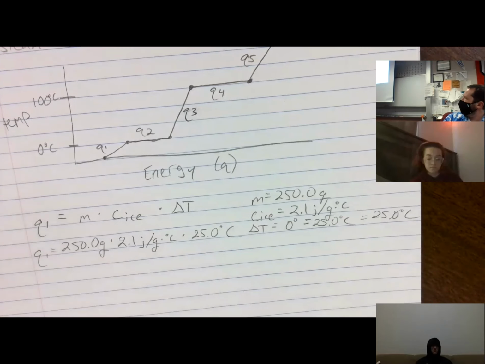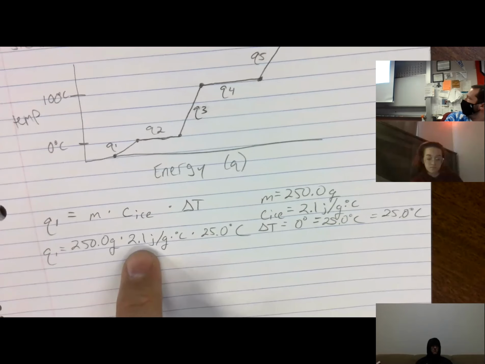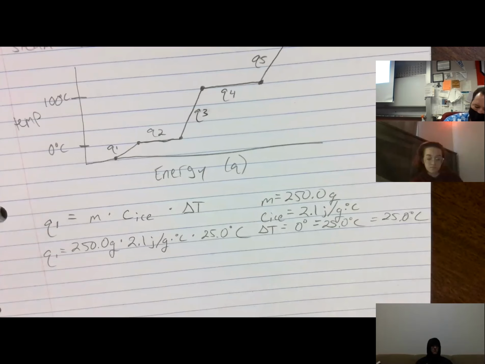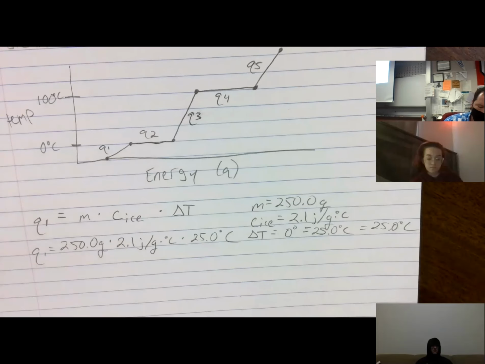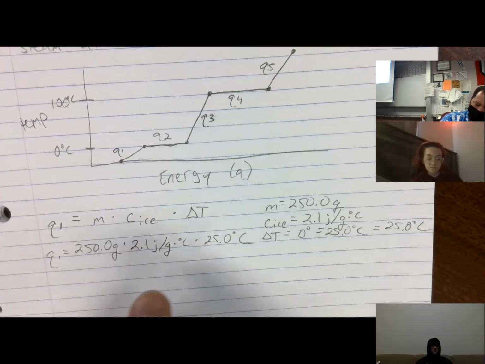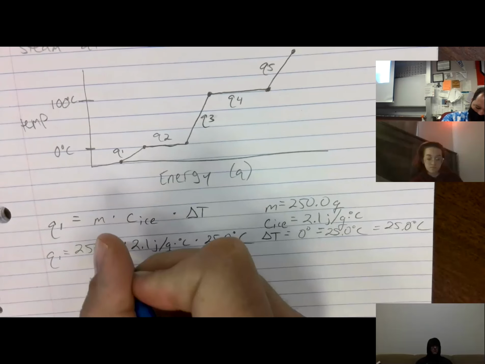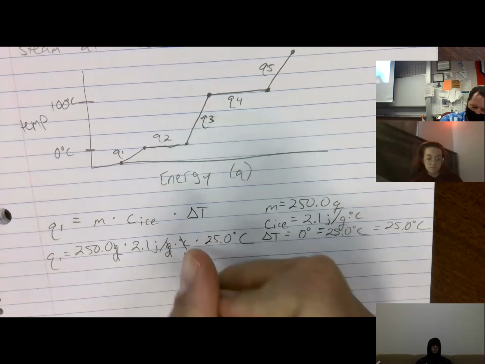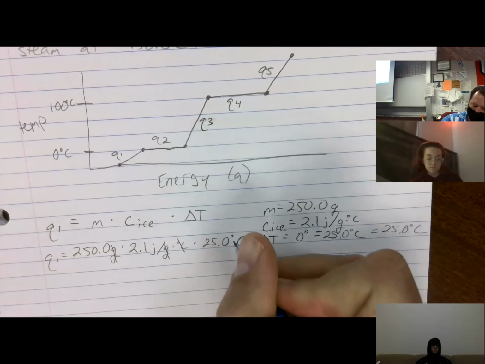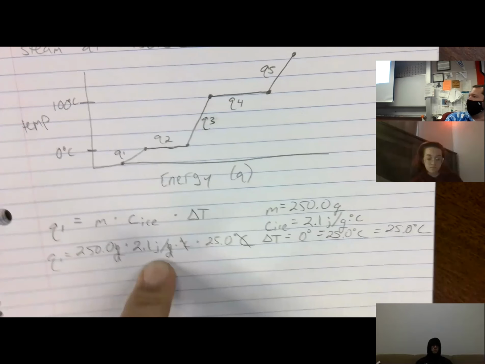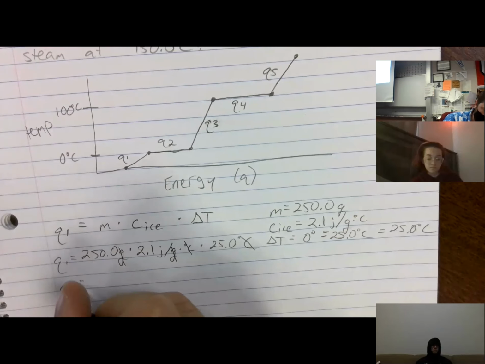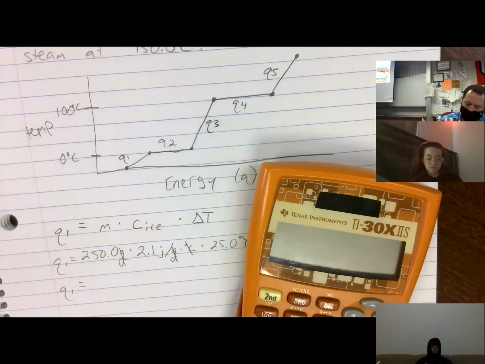250 grams times 2.1 joules per gram degree Celsius times 25 degrees Celsius. Sorry. Grams are on the bottom and they're on the top, so they cancel out. Degrees Celsius is on the bottom and on the top, so they cancel out. We're left with just joules. That's a good thing, and energy should be measured in joules. So all we have to do is crunch the number here.